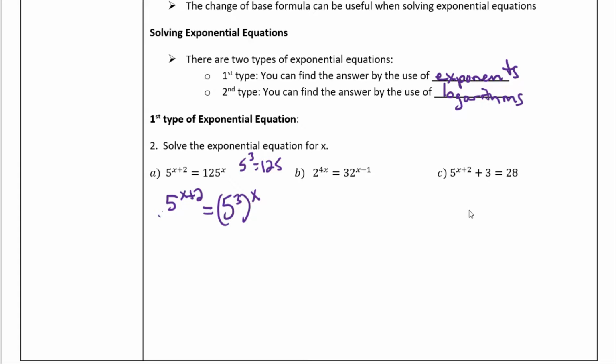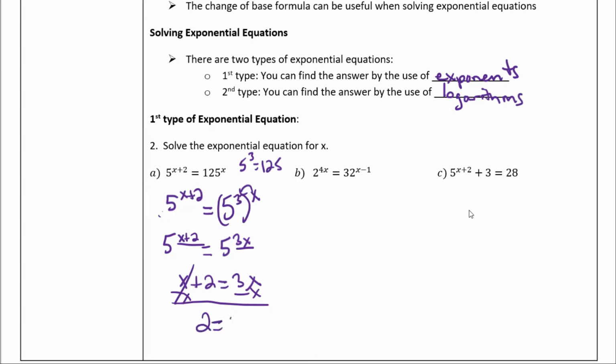And so then I can rewrite this. So I have 5 to the x plus 2. And since I have a power raised to a power, I multiply those exponents. And now since I have the same base, what I can do is set the exponents equal to each other. Since the bases essentially cancel out, now you can set the exponents equal to each other. And this simplifies the problem immensely. So now we can go ahead and proceed to solve. So I'm going to subtract x on both sides.